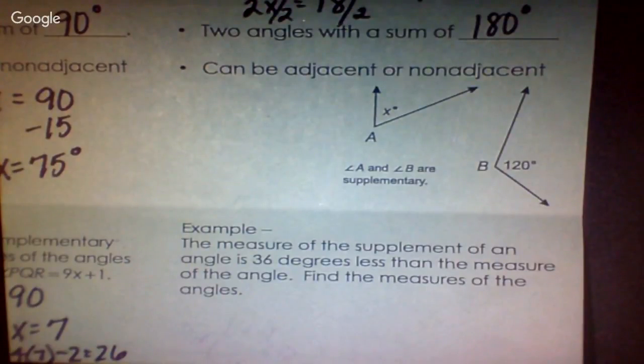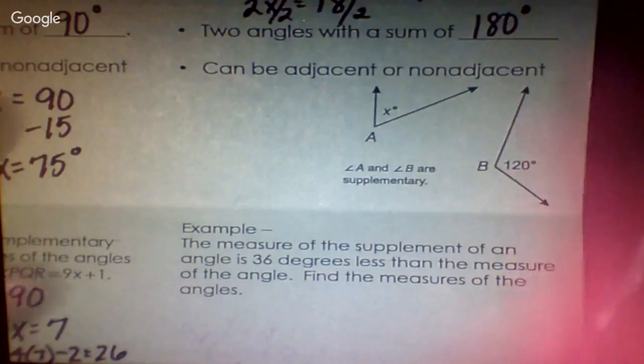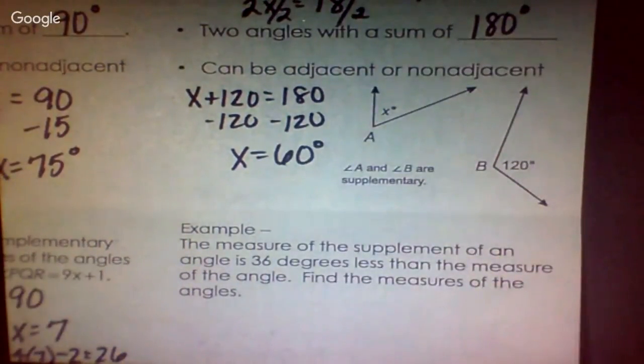So angle A and angle B are supplementary. So when you add them together, they should still equal 180. So x should be 60. Good. This one you can pretty much look at and tell what it should be. X plus 120 equals 180. So you would subtract 120 from both sides. And x equals 60.